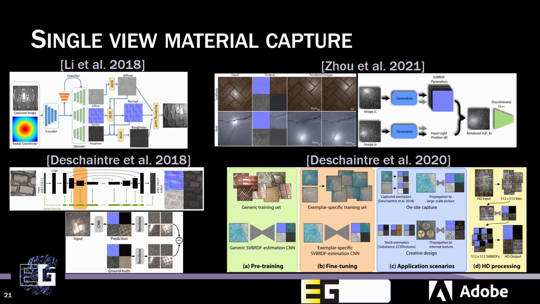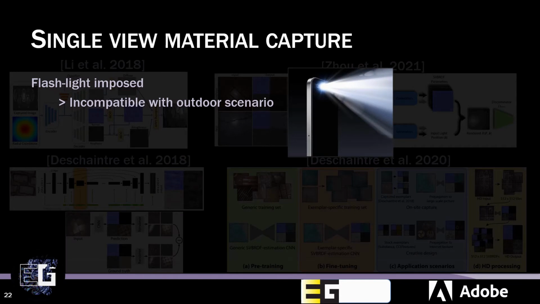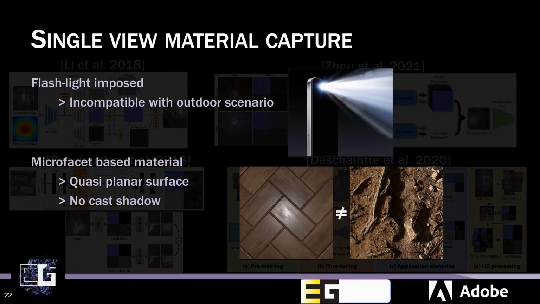Zhou 2021 proposed a hybrid training with both synthetic and real data, and a training with a pair of images lit differently, one being the target used for the loss. All these methods impose the use of the flashlight, which is incompatible with outdoor scenario. Also, they work well for microfacet-based material and quasi-planar surfaces, for which a purely local information is enough, whereas with shadows, we need to consider non-local information in the lighting effects like occluders.